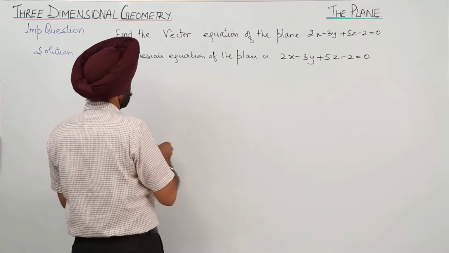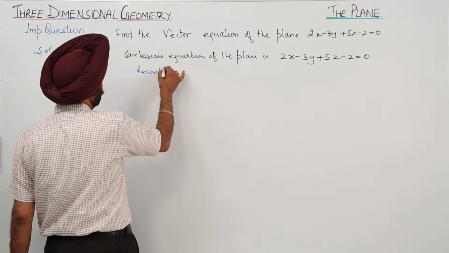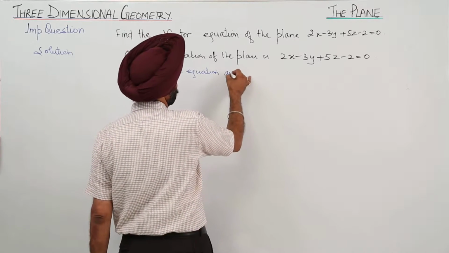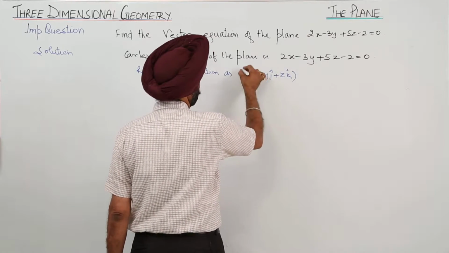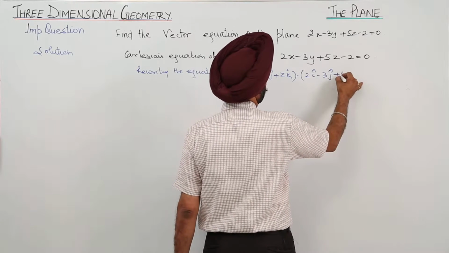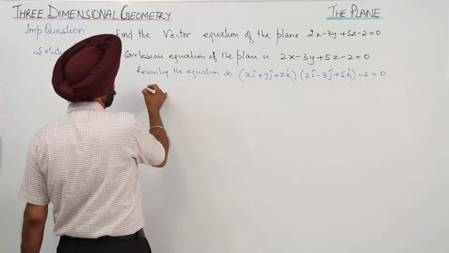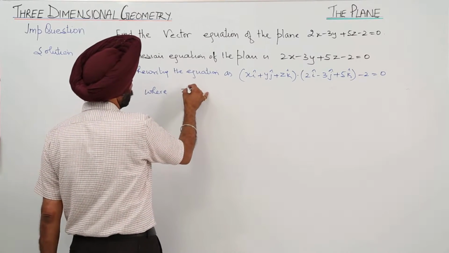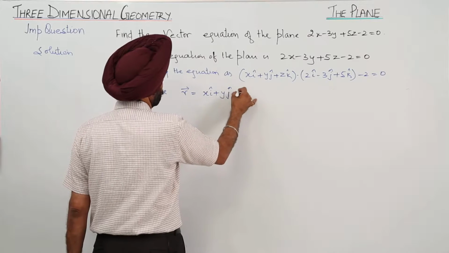Now, rewriting the equation as x i cap plus y j cap plus z k cap dot 2 i cap minus 3 j cap plus 5 k cap minus 2 is equal to 0, where vector r is equal to x i cap plus y j cap plus z k cap.